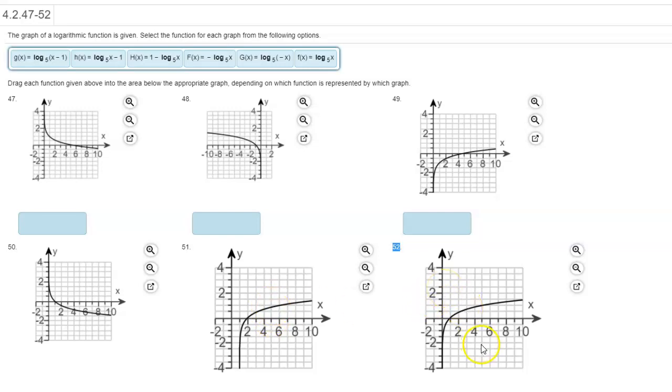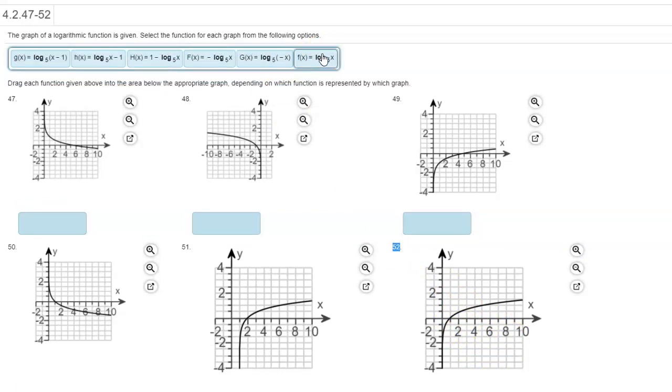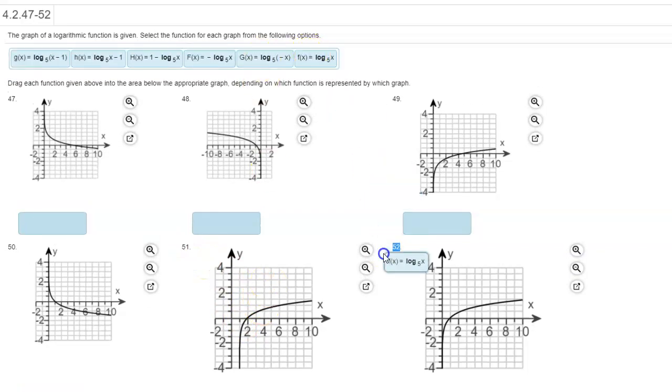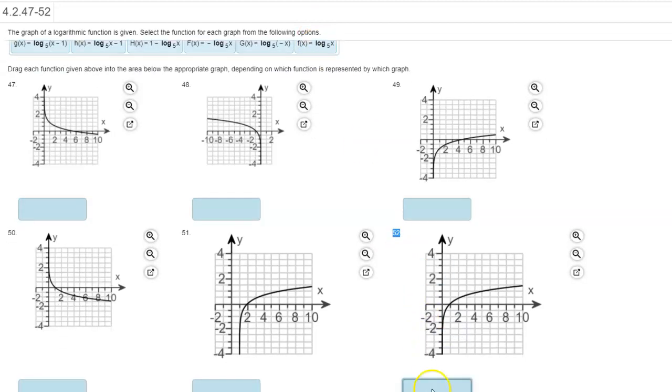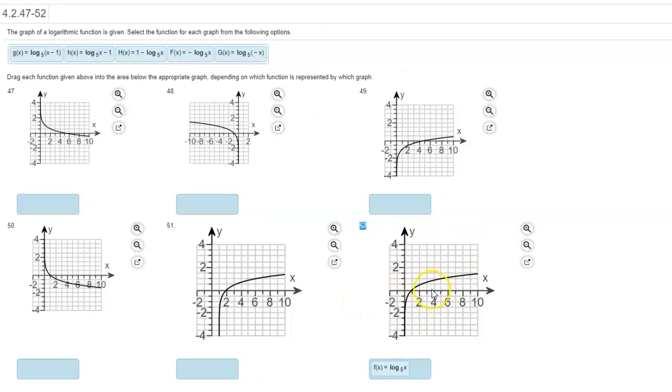So if I was to select log of any base of 1 is 0. So you can see this one is shifted. This 51 is shifted. So the base graph is 52 here. So you should be able to pull that in there and see this is the base graph.